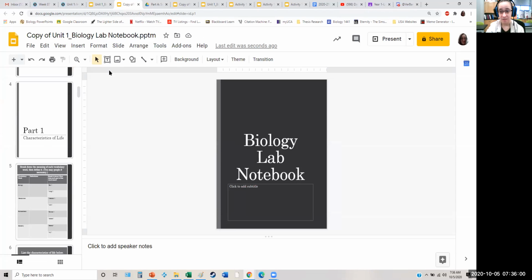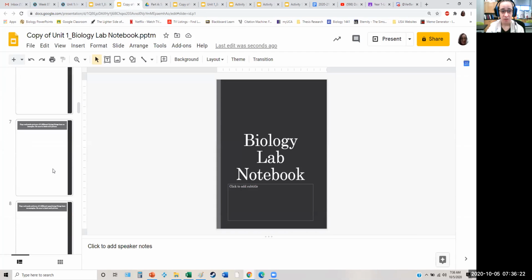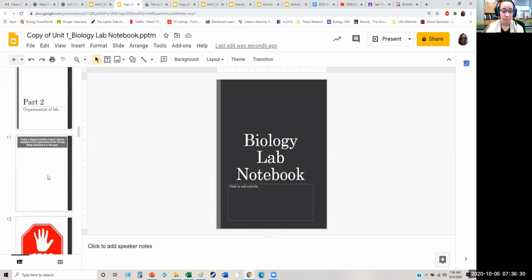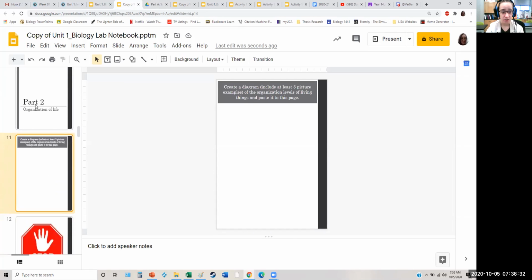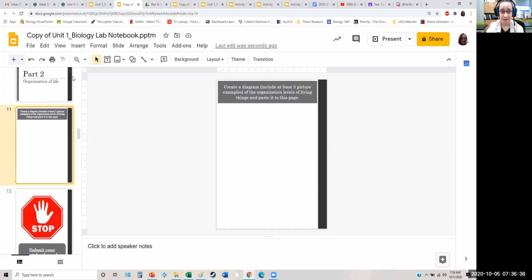Now, I have my drive set up so that it's organized and I know where everything is for all my classes. So right now, I can see that I just made a copy of my notebook. And now you'll be able to see that you can't edit your submission. So now that you've made a copy, you can start editing this part 2. We've got it labeled part 2. That's where you're going to start today.